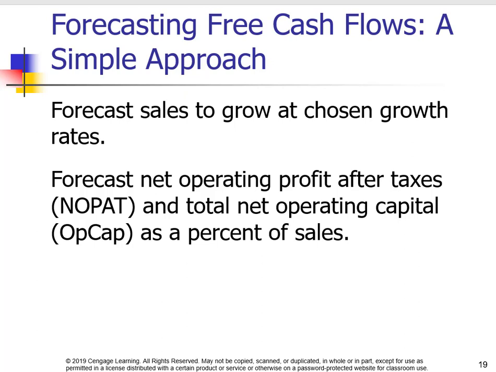So to get there, we need to start with a forecast of net operating profit after taxes. This is a pretty simple formula. It's EBIT, earnings before interest and taxes, multiplied by 1 minus the tax rate. But we also need to know the total net operating capital as a percentage of sales. So this will help us understand how much sales we need based on our operating capital, and also let us recognize that earnings or operating profit stems from that operating capital, obviously.